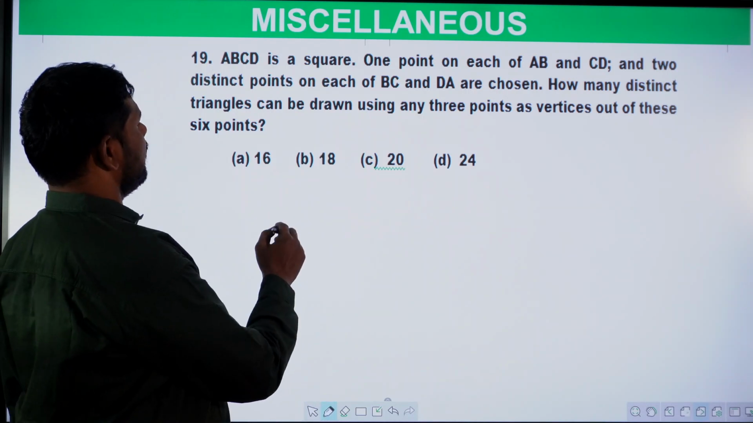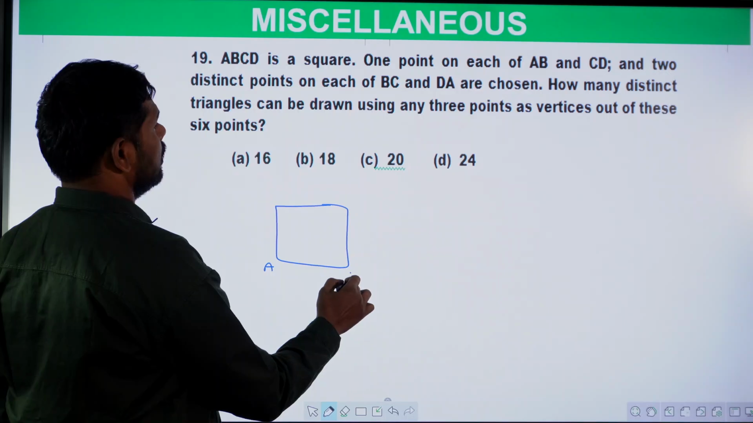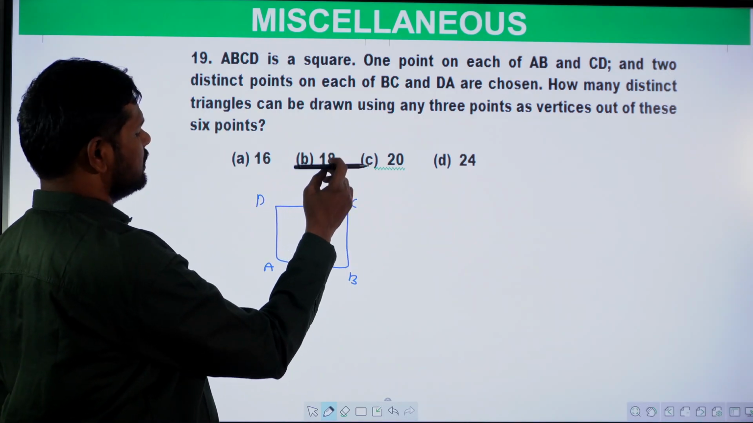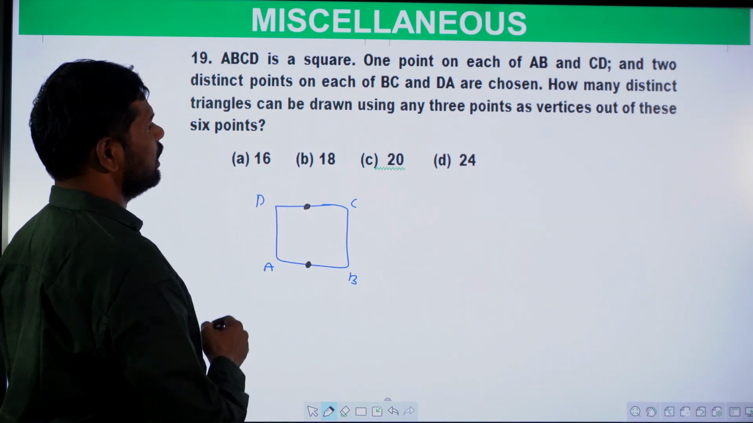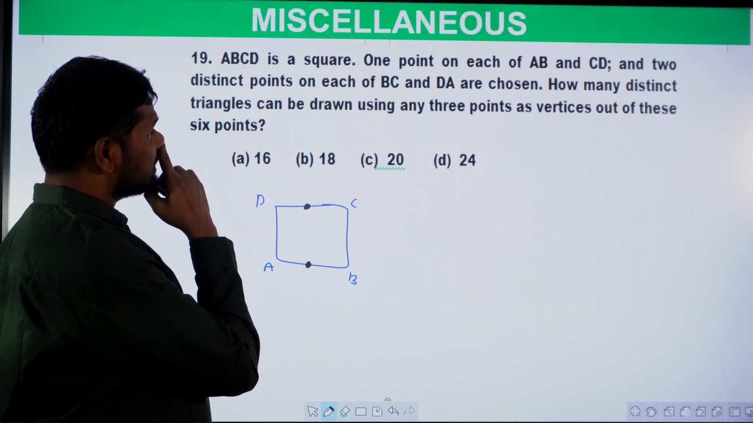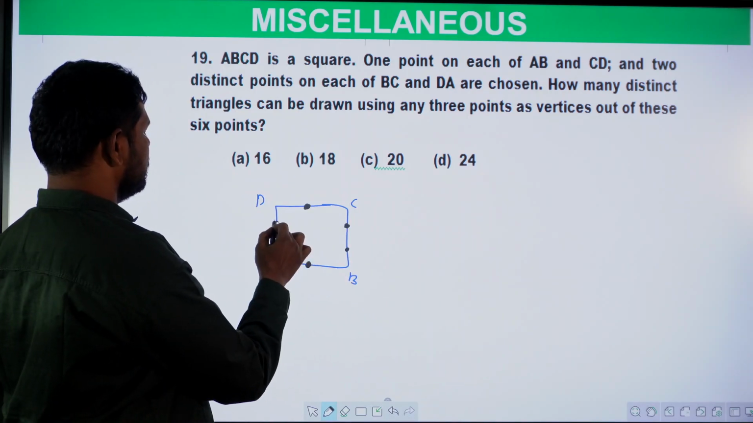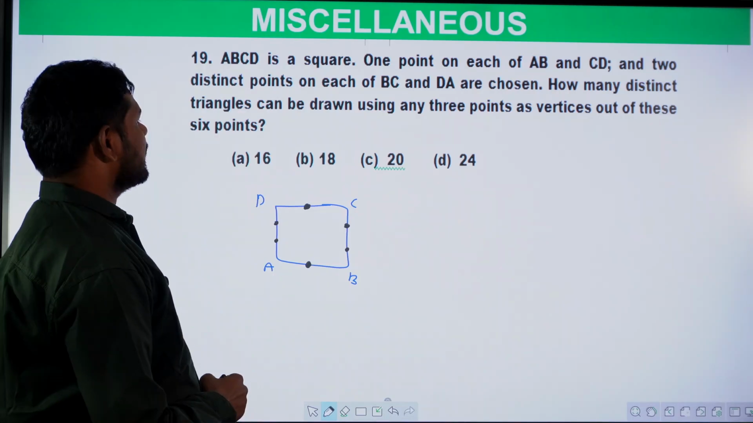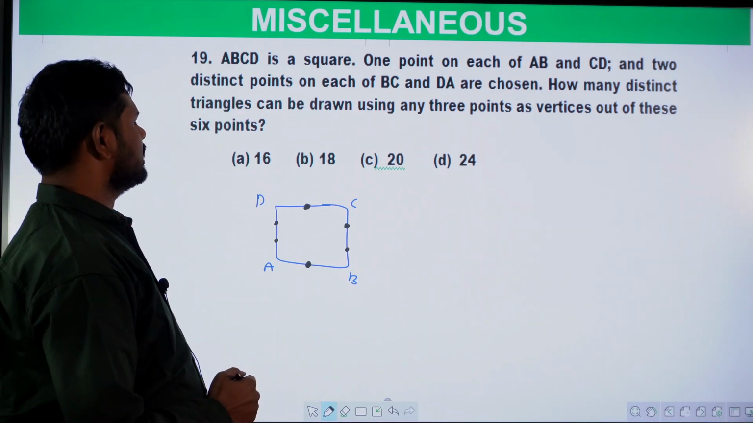ABCD is a square. 1 point on each of AB and CD. 2 distinct points on each of BC and DA. How many distinct triangles can be drawn using any 3 points as vertices of these 6 points?